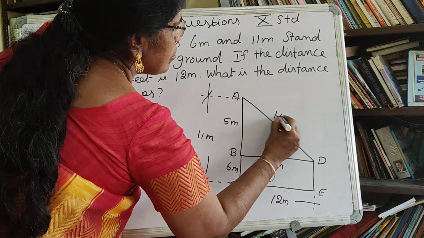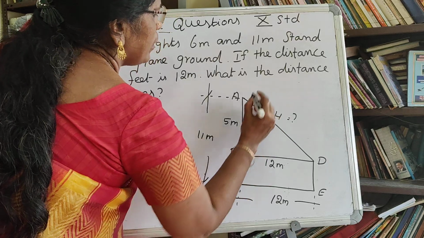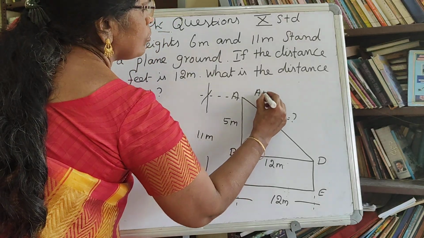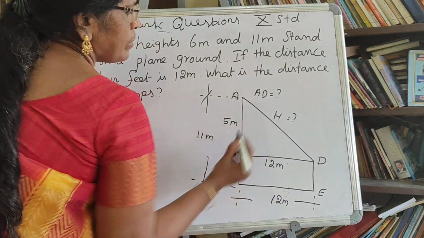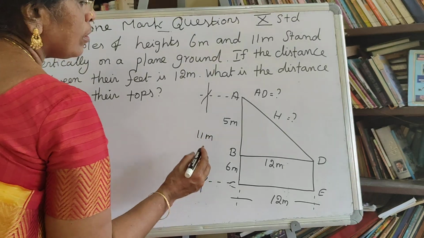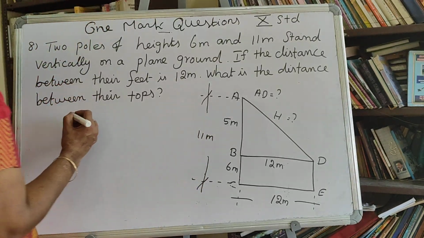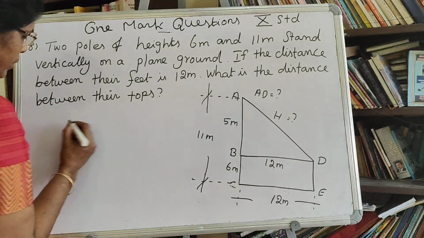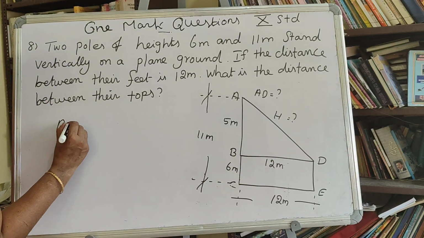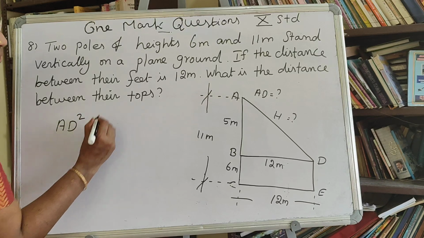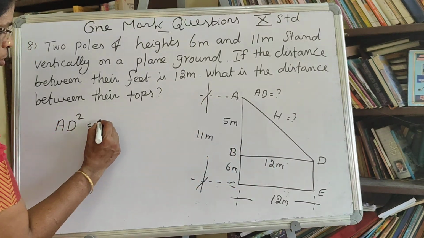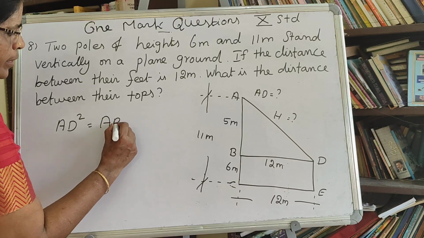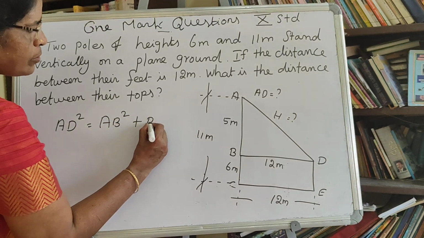This hypotenuse, question what? AD is what? Question is this dimension. Now, its answer is AD square equal to AB square plus BD square.